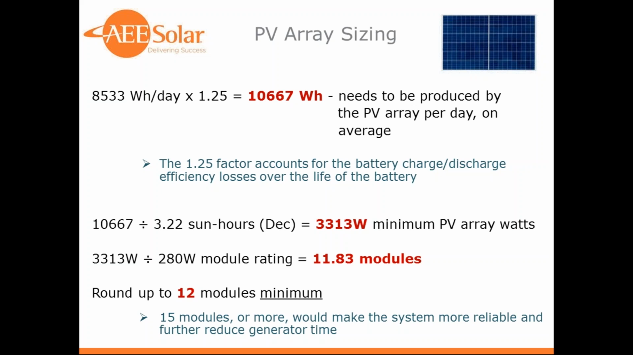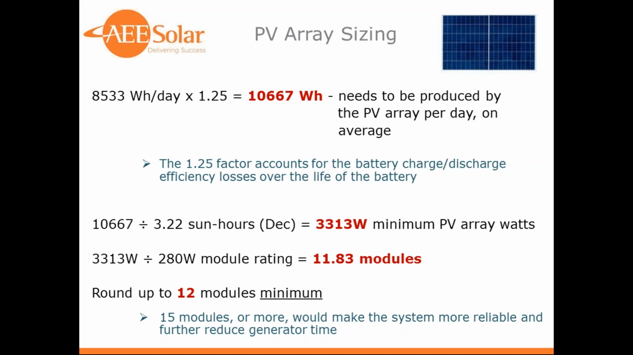And this is the energy used that the PV array actually has to produce each day, because the 1.25 factor accounts for battery charge discharge efficiency losses over the life of the battery. New lead acid batteries are roughly 90 to 92% efficient in their conversion, but as they age, the efficiency goes down. So we need to size the system based on the lifespan of the battery. That's why we do that heavy 1.25 factor. So in this particular system, we need to produce about 10.5 kilowatt hours of energy each day.